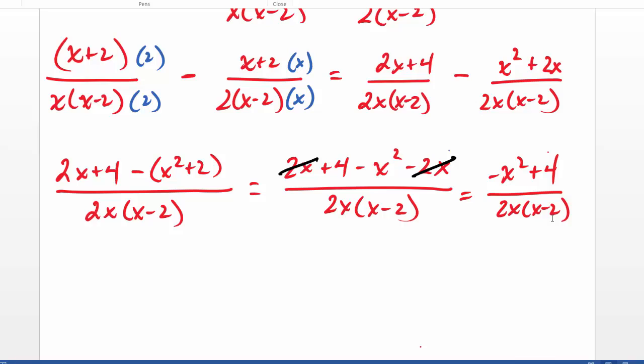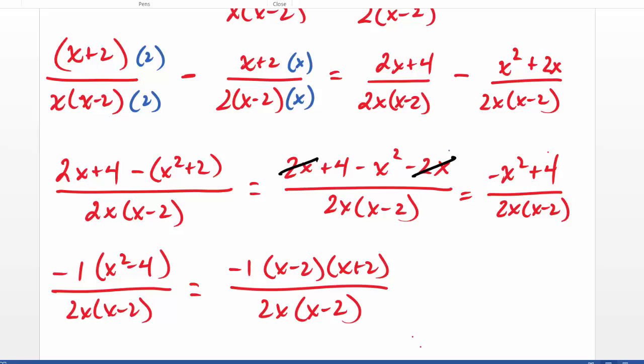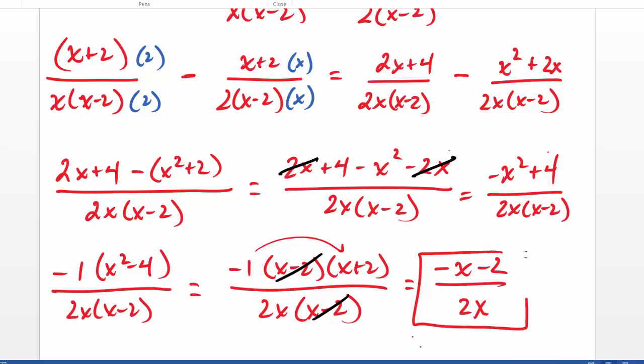Okay, from here we're going to actually factor out a negative 1. And then we can see that this leaves an x squared minus 4, which gives us a simple difference of squares problem. And now we're left with x minus 2's that can eliminate each other. And I'm going to distribute the negative 1 back across there for my final simplification, leaving me with the following expression.